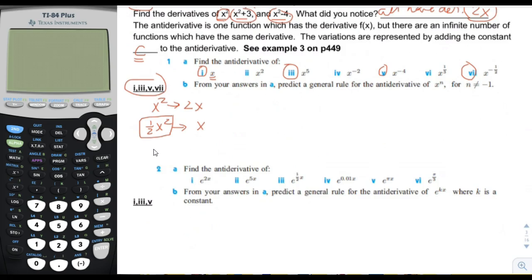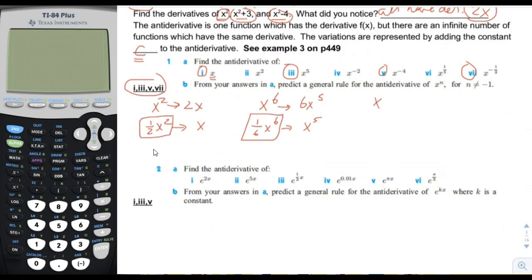Now let's do x to the 5th. To get x to the 5th, I think it would be like x to the 6th. The derivative of x to the 6th is 6x to the 5th. That's not exactly what we want. We want x to the 5th with no coefficient. So what if we started out with 1/6 x to the 6th? Then the 6's would cancel out and we'd get exactly x to the 5th. So there we go. What about x to the negative 4th?